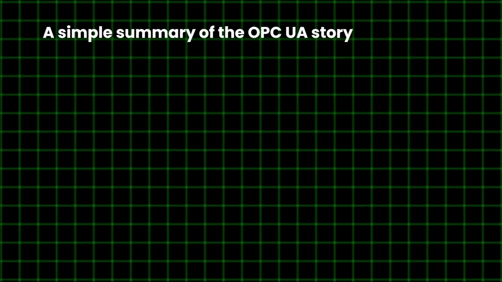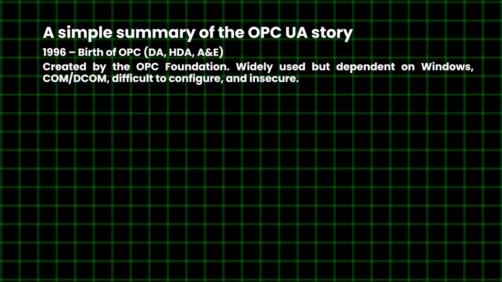So, a simple summary of the OPC UA story. In 1996, we have the birth of the OPC, with the creation of the OPC Foundation, highly dependent on Windows. It was insecure and difficult to configure under COM/DCOM. So what is this technology? To explain it briefly, it's the ability to run a program or software on a computer other than your own, but located on the same network as you.